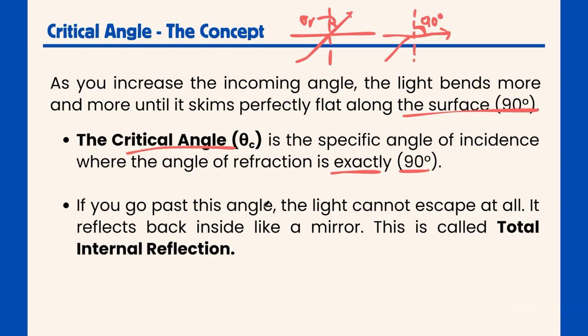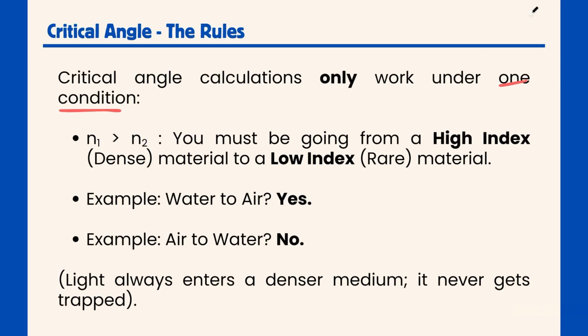And then if you go past this critical angle, the light cannot escape at all. It reflects back inside like a mirror. This is called the total internal reflection, or the TIR. So it would look like this. It goes past 90 degrees.